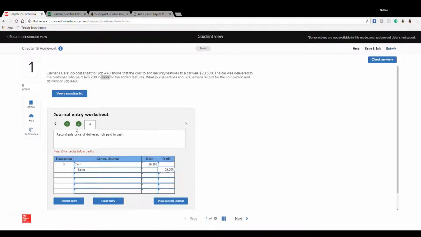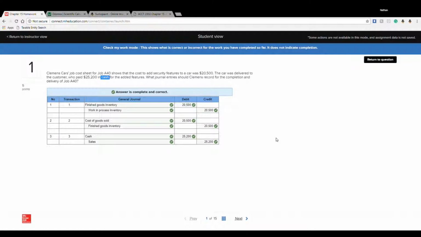Now, the question is, since these two accounts happen basically on the same date, because you record the sale and cost of goods sold, you can flip them. If you want to do the sale transaction first, you can do that first, or you can do the cost of goods sold transaction first. Either way is perfectly fine. Okay. So of course, again, always do check my work, find out everything's correct. We're good to go.